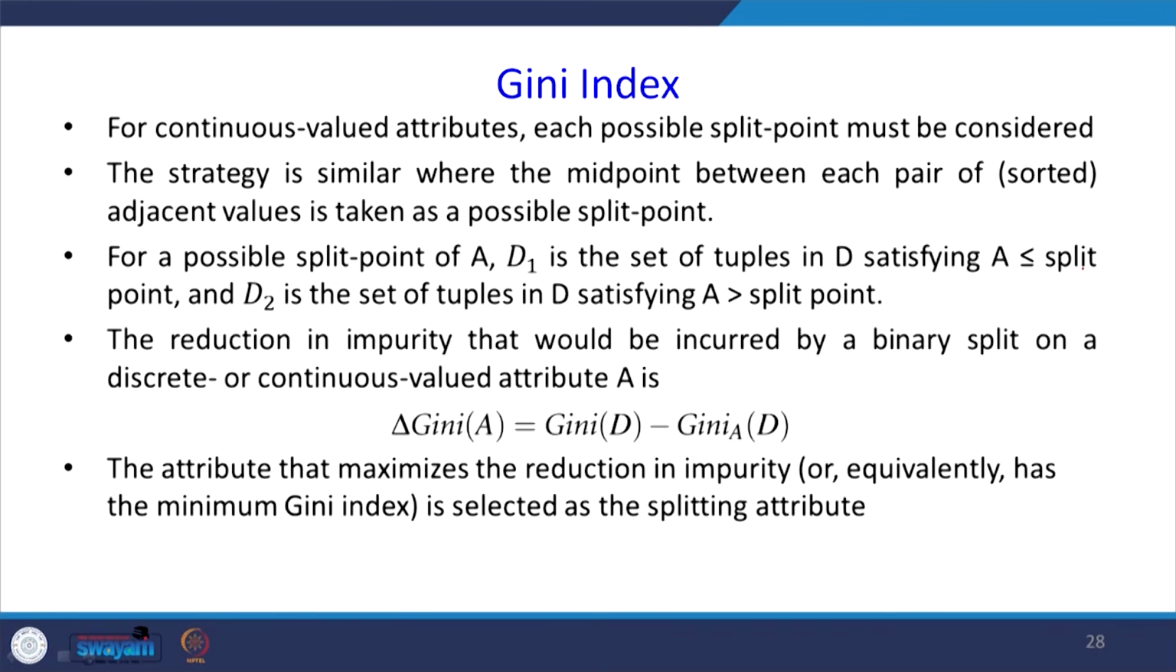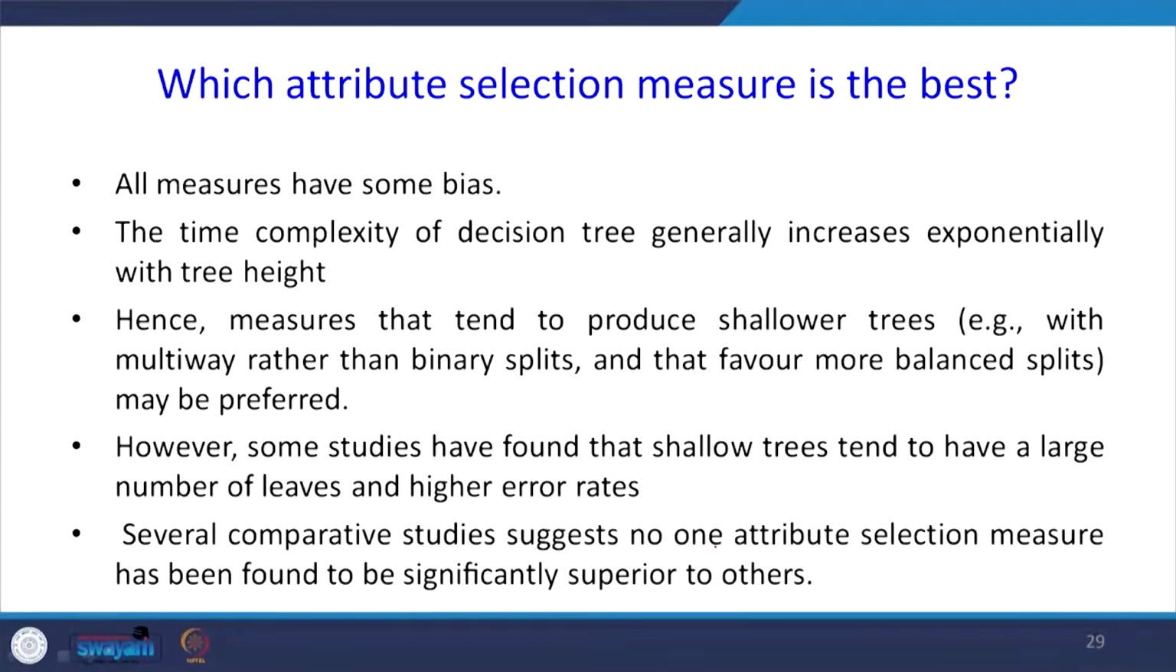is delta of Gini A equal to Gini D, this is for our class variable, minus Gini D for a particular attribute. The attribute that maximizes the reduction in impurity, or otherwise, which is having minimum Gini index, is selected for splitting. So this value should be maximum, and this will be maximum only if the Gini index is minimum. So we have seen two methods.